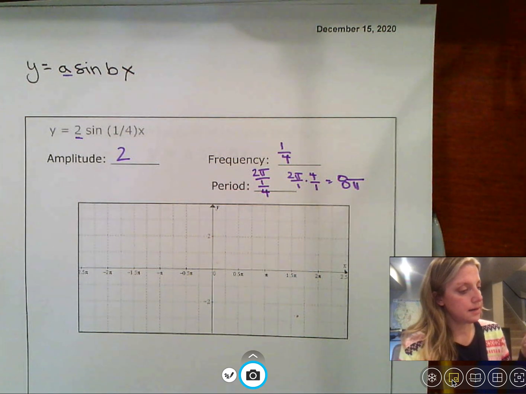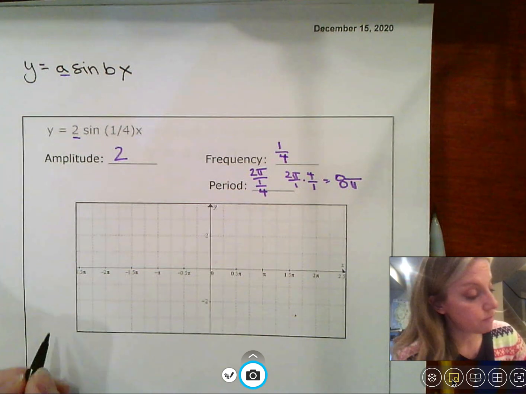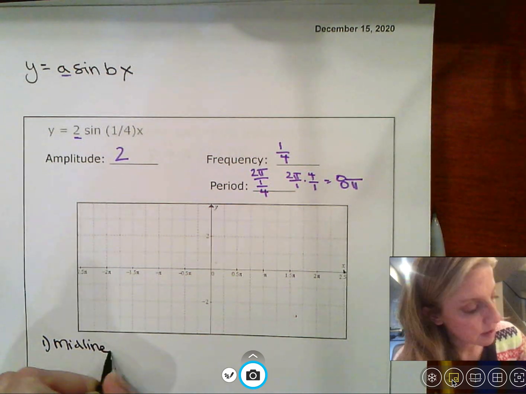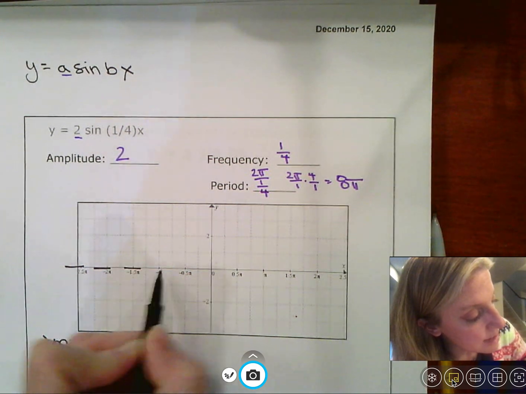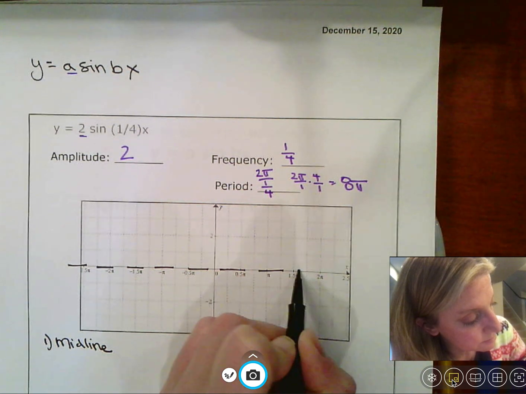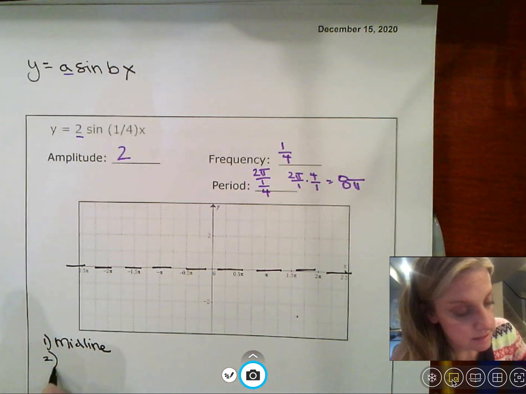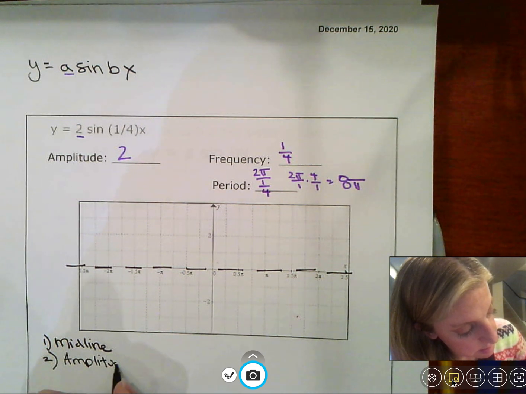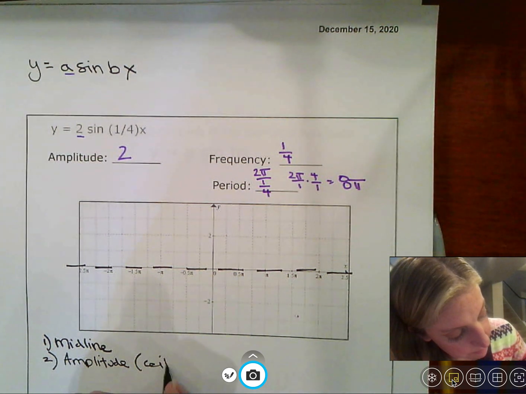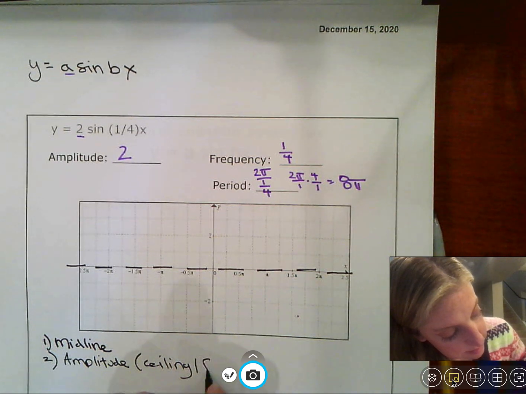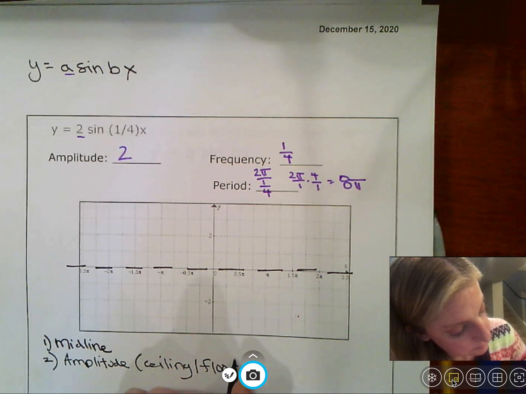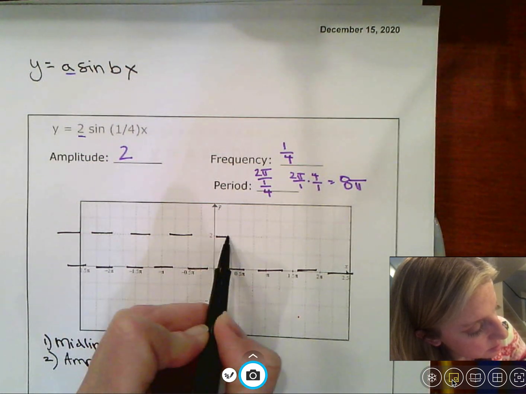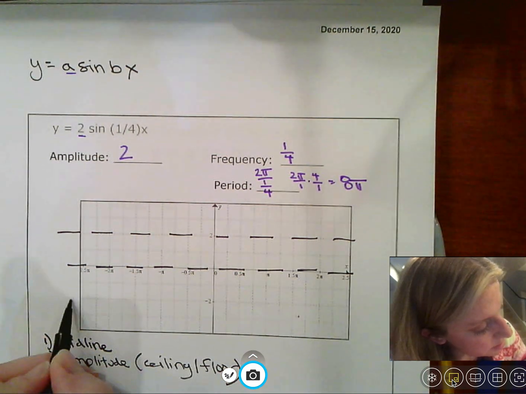Okay, start with what we always do, midline first. Midline first for now is always the x-axis. All right, step 2, we're going to do the amplitude, ceiling and floor. So with an amplitude of 2, ceiling and floor.